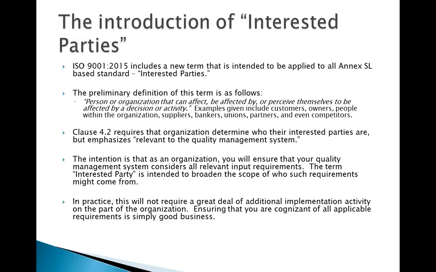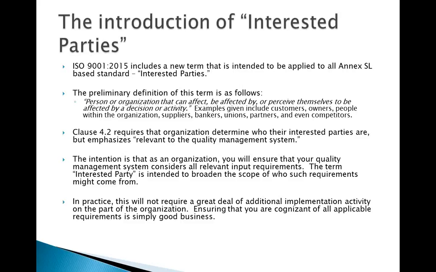We talked a little bit earlier about the phrase interested party, and I'd like to take a moment to discuss the term and give you an understanding of the definition for that term. And that is a person or organization that can affect, be affected by, or perceive themselves to be affected by a decision or activity. And interestingly, they give some examples. They talk about customers, owners, people within the organization, and suppliers. And then they kind of expand on the definition, talk about bankers, unions, partners, competitors.